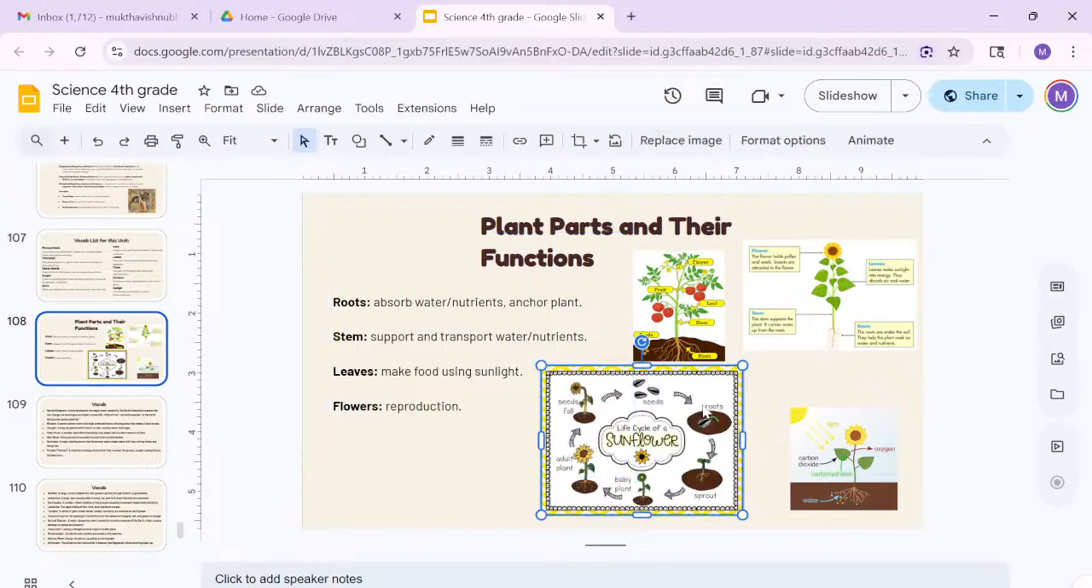So the life cycle of a plant is usually that the seeds are planted. When you plant the seeds, little roots grow, and then it sprouts, and it becomes a baby plant, and then an adult plant, and then the seeds fall, and when the seeds fall, they're planted again.